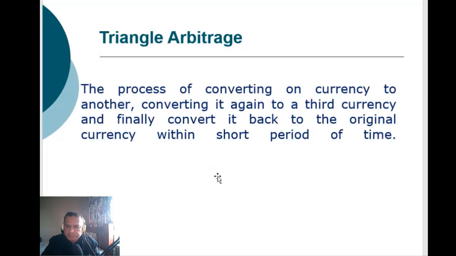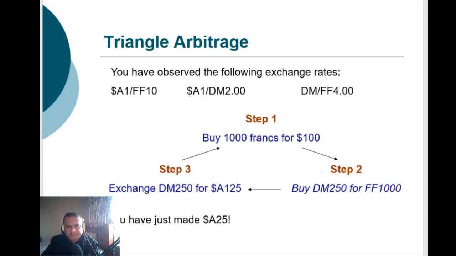So what is triangle arbitrage? Triangle arbitrage is a process of converting a currency to another currency and converting it again to a third currency. That's why it's called triangle arbitrage. So from Australian dollars you convert to US dollars, from US dollars you convert to, say for example, the British pound sterling, and then convert back to Australian dollars. That's what it says here: finally convert back to the original currency within a short period of time, and that's called triangle arbitrage. So let's look at the definition for that.